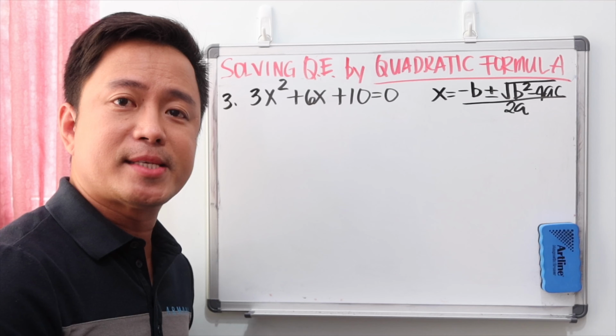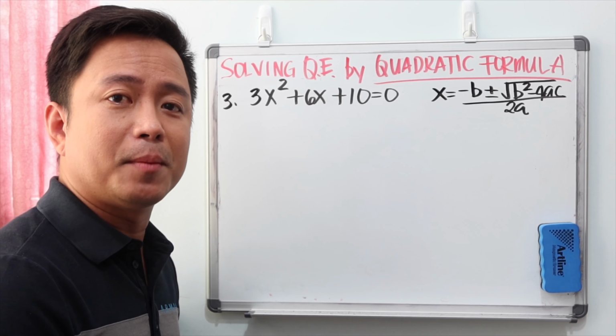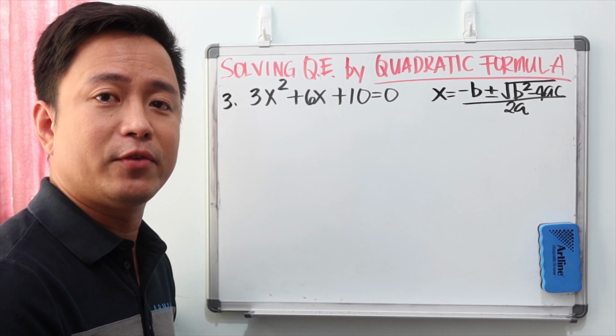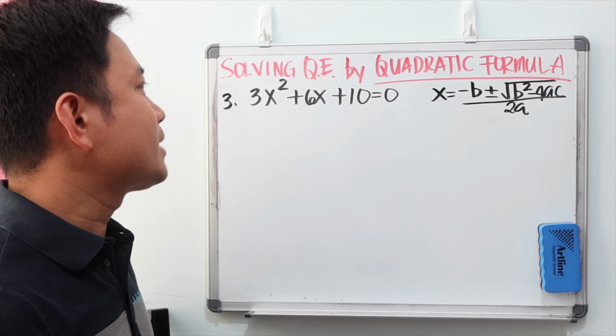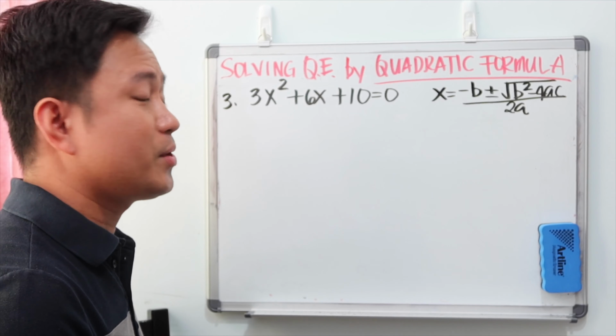So in our first example, we have a quadratic equation with two roots. Second example, we have one root, or one value of x. Now let's take a look at example number 3. 3x squared plus 6x plus 10 equals 0.